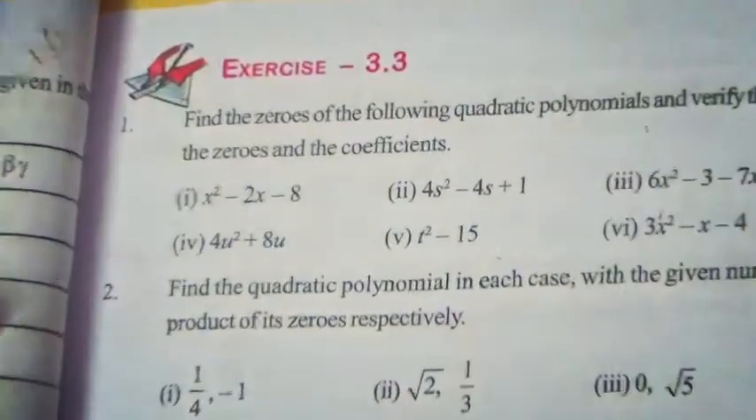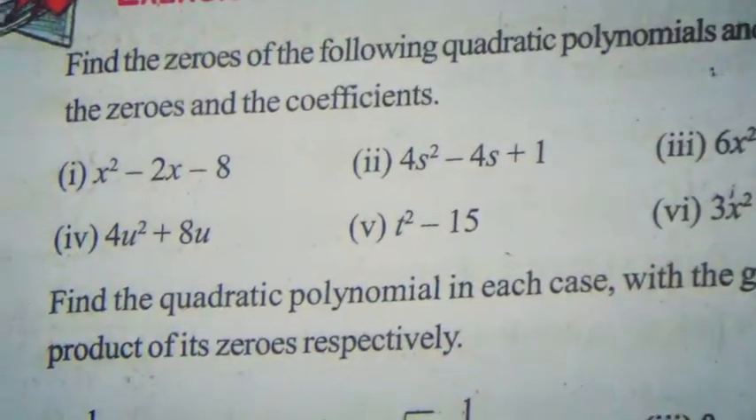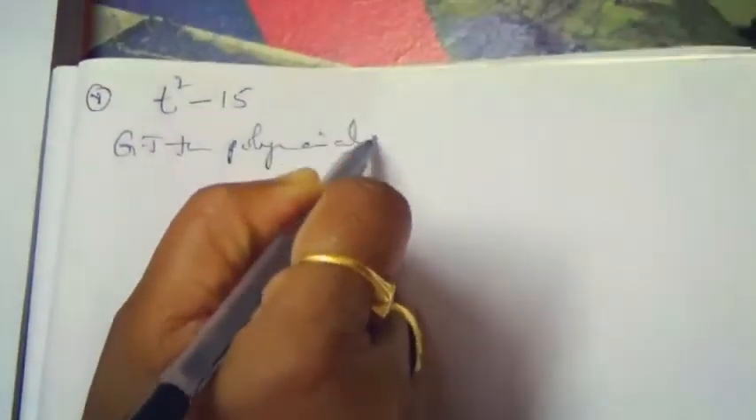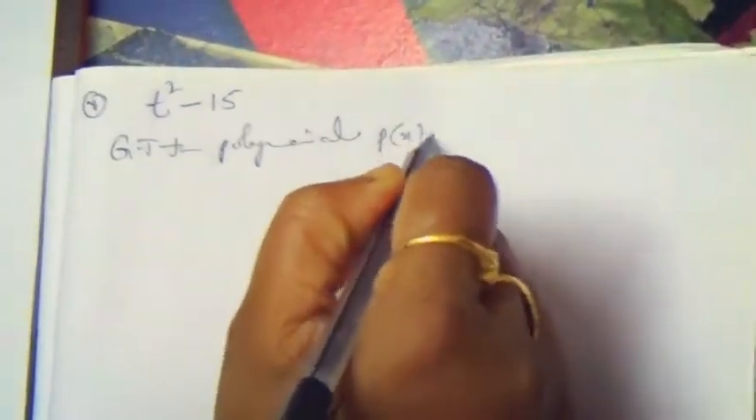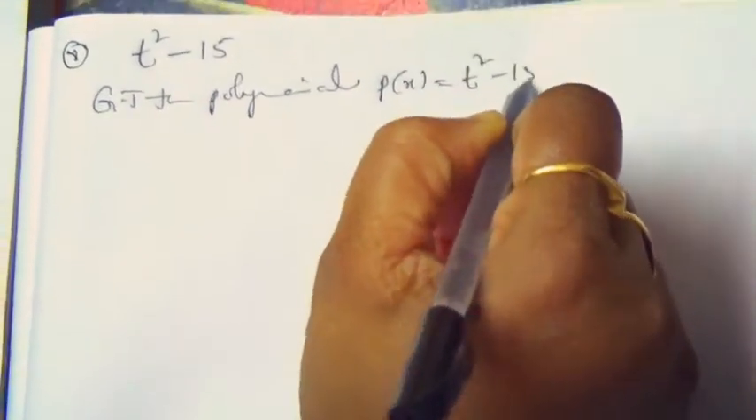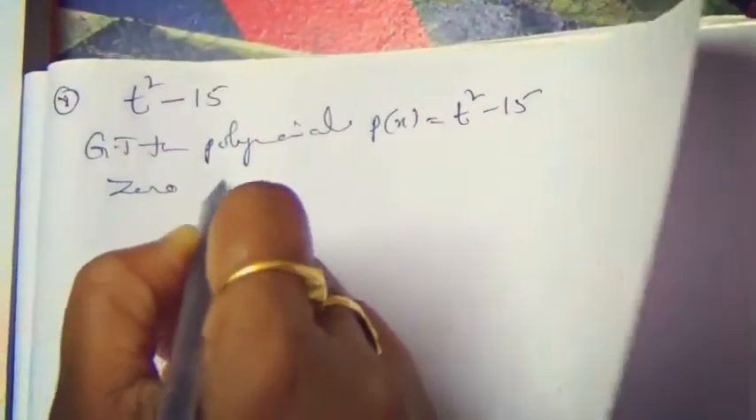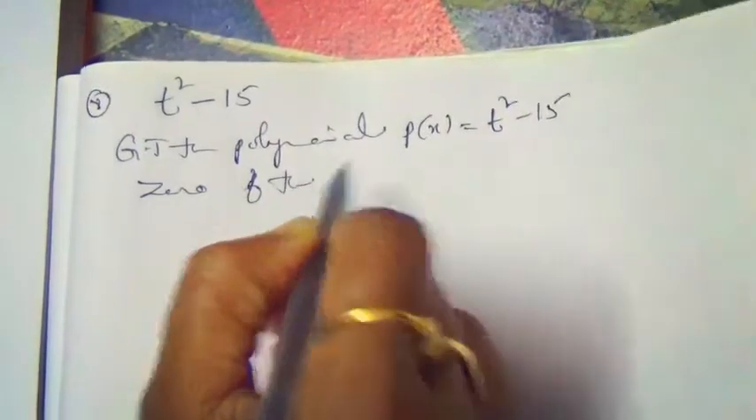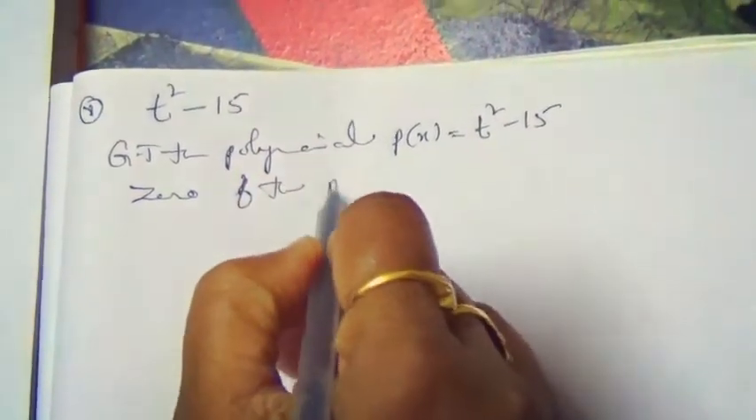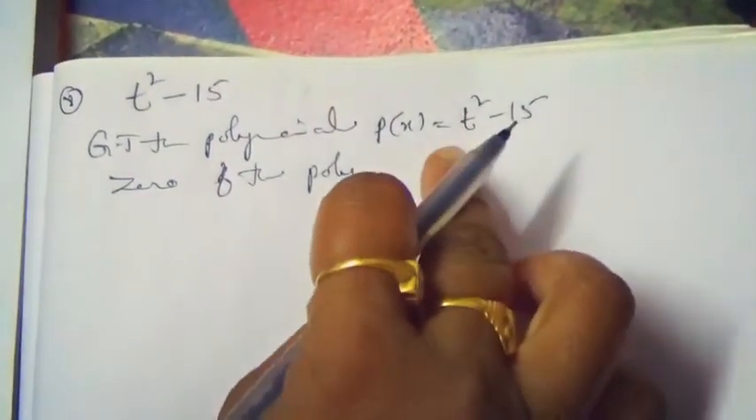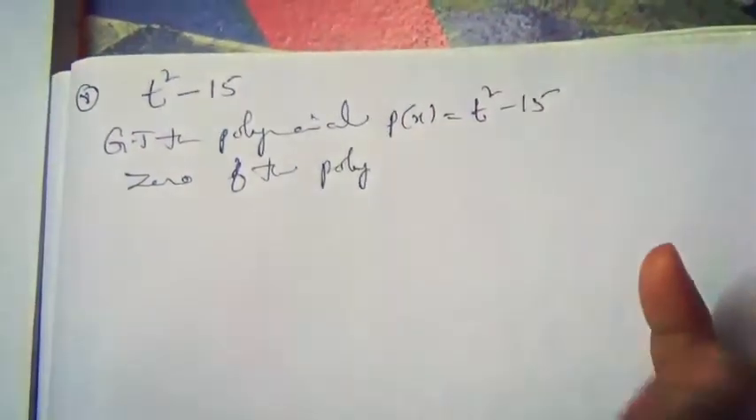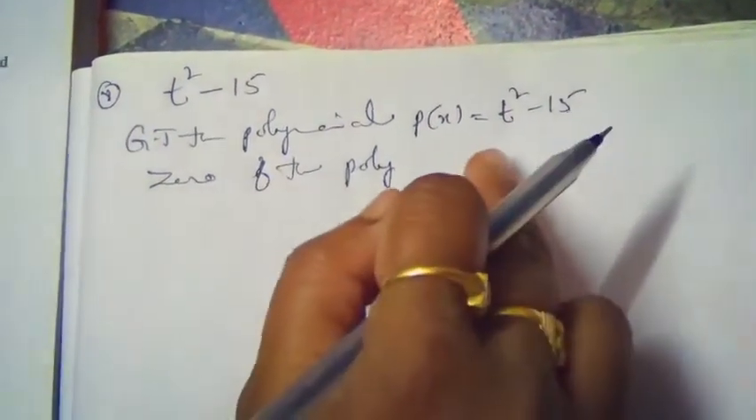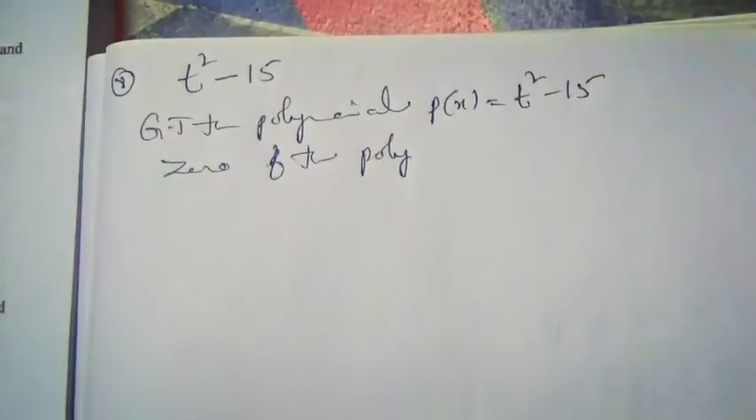This is verification. And the next sum you have, that is the fifth one, t square minus 15. Given that the polynomial p of x is equal to t square minus 15, find the zeros of the polynomial. This sum is also a direct answer, right? Why? Because t is the variable, the t square term is there, but the t term is not there.